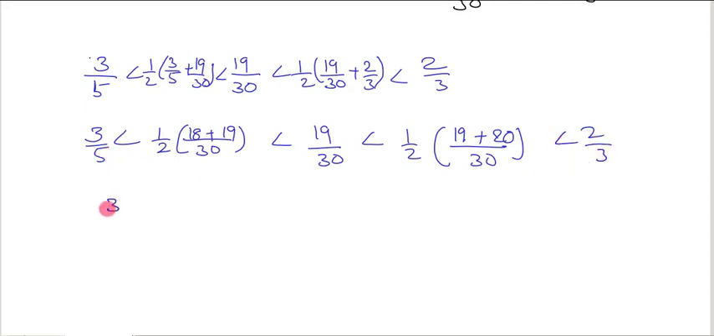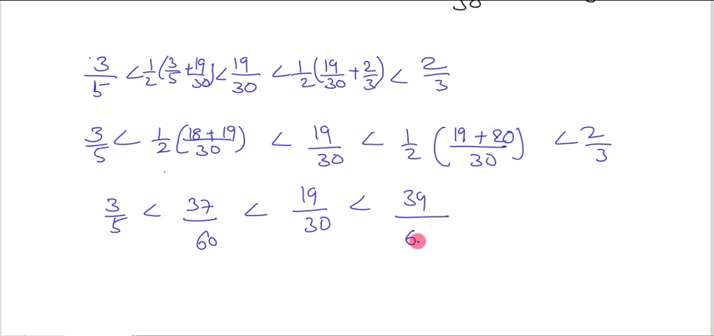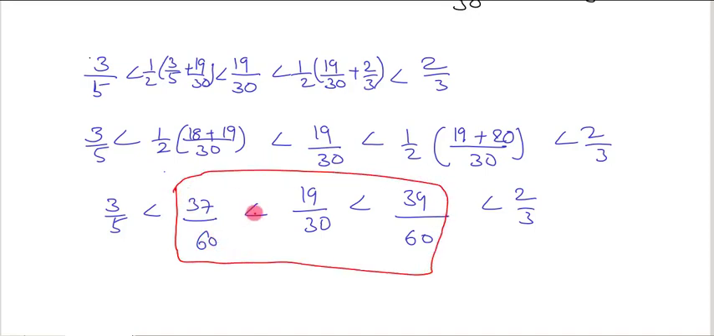Now on doing this, we will get 3 by 5 is less than, on adding this, we get 37. 37 into 1 by 2 into 30, that is 37 by 60, is less than 19 by 30, which is less than 39 by 60, which is less than 2 by 3. That means, what are the rational numbers which lie between these two? These are the rational numbers: 37 by 60, 19 by 30 and 39 by 60.